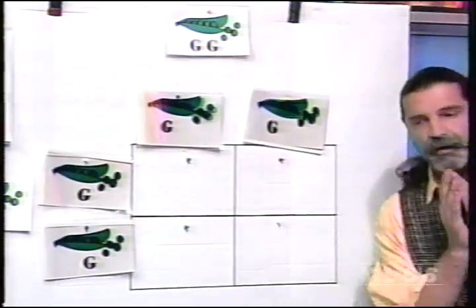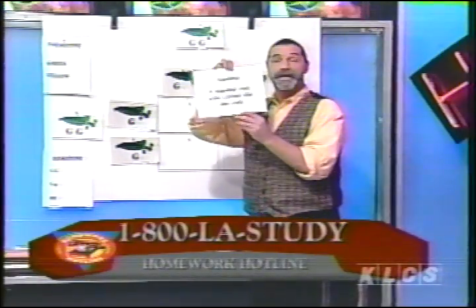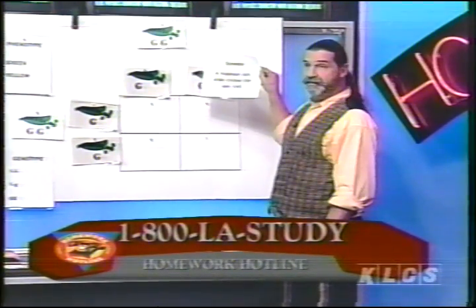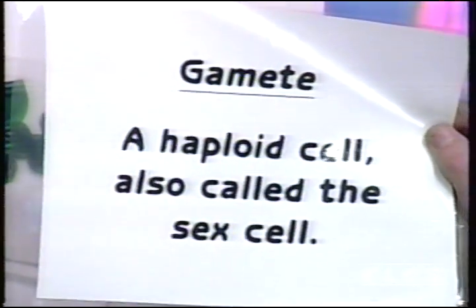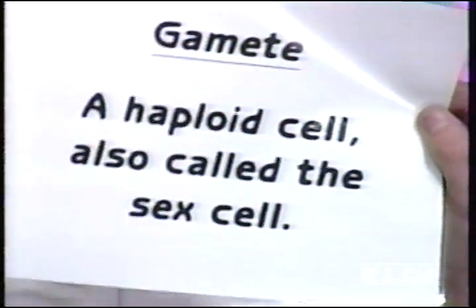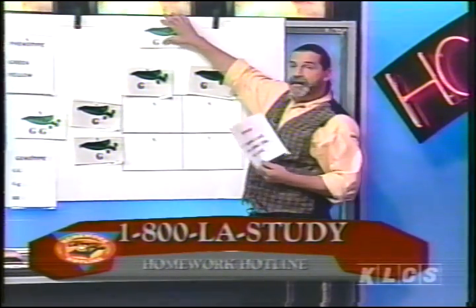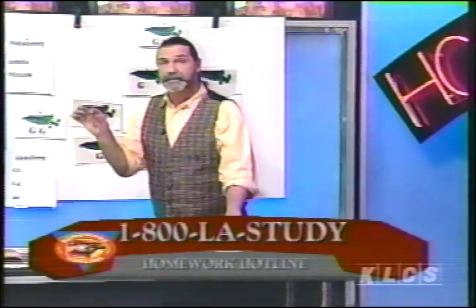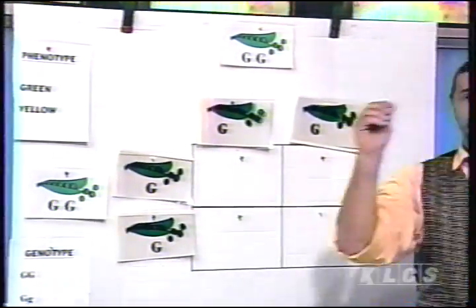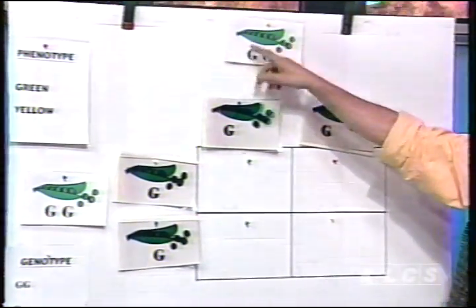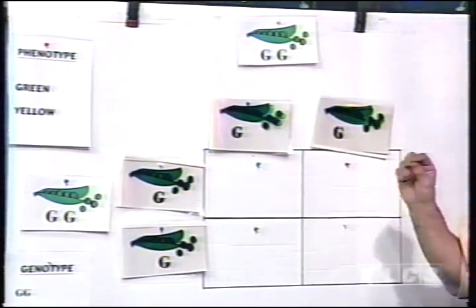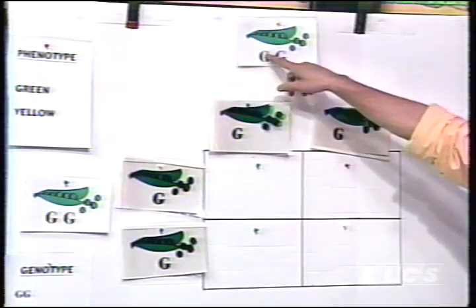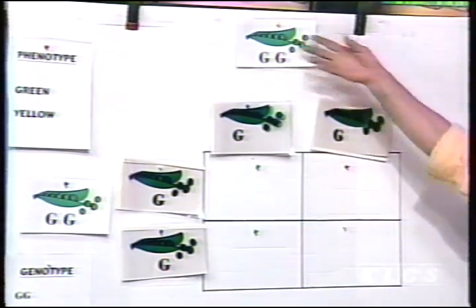Now if you remember, last week we talked about what a gamete was. A gamete is a haploid cell, also called the sex cell. This would be a parent plant. When the parent plant produces its sex cells, remember they become haploid, they split up. So this parent plant, which is purebred for green, represented by a big G, can only produce sex cells that have a big G. So this plant could produce this sex cell, and this plant could produce this sex cell.